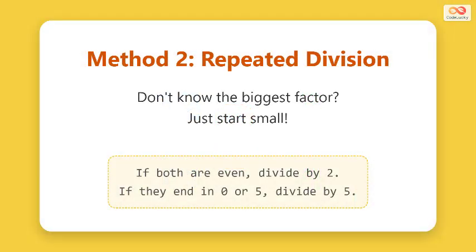But what if the numbers are big and you cannot find the greatest factor easily? Don't worry. You can use the repeated division method. Just start with small numbers you know, like 2, 3, or 5.